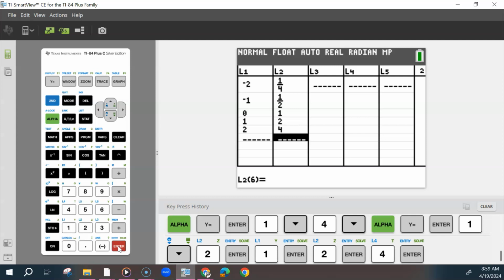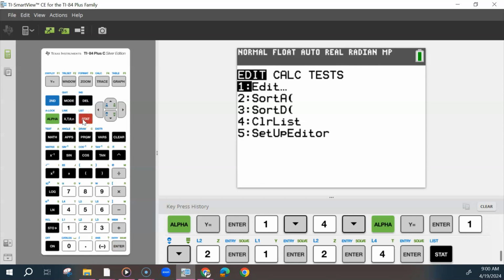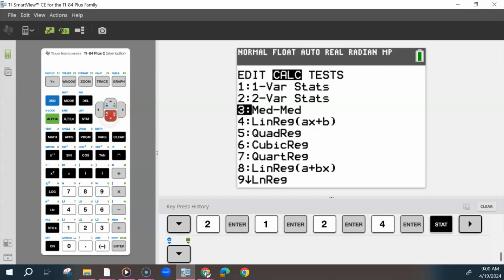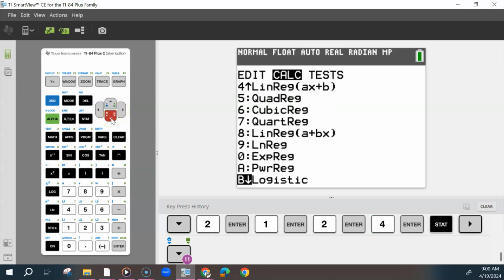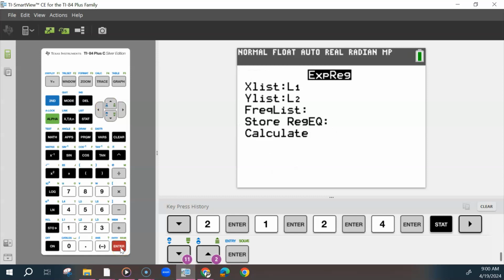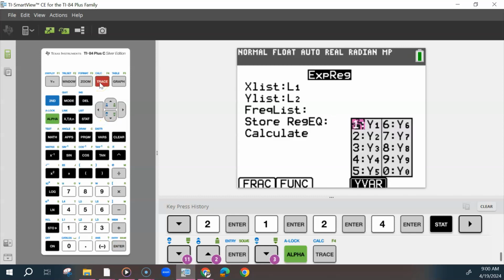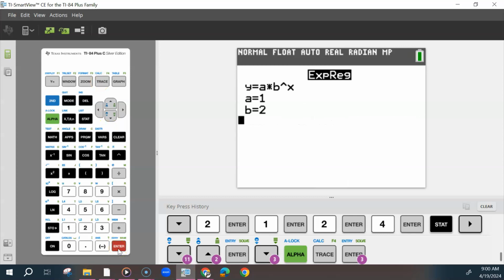Once you have your data in, go back into Stat, go back into Calculate, and we're going to scroll all the way down until we see 0 for your exponential regression. And then I'm going to do the same thing, store this in the regression equation as alpha trace, and hit enter 3 times. So my equation, my curve of best fit for this would be y equals 1 times 2 to the x, or just 2 to the x.